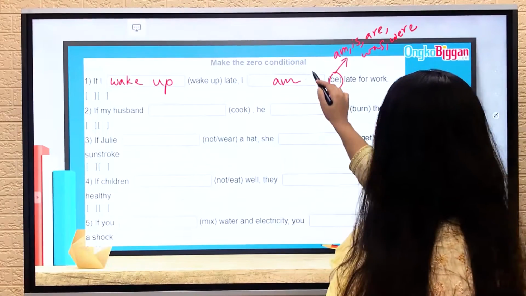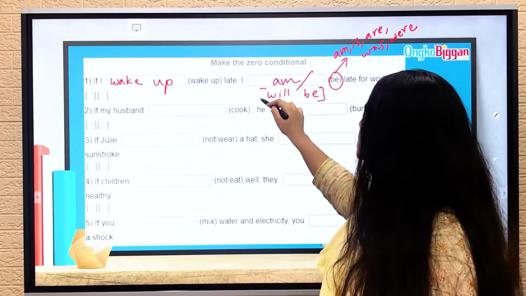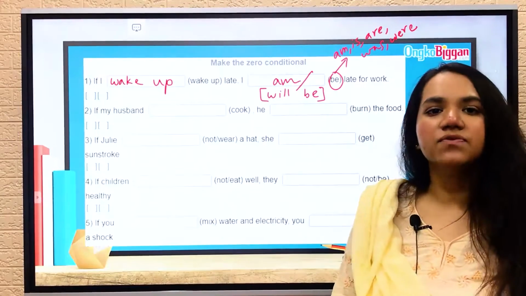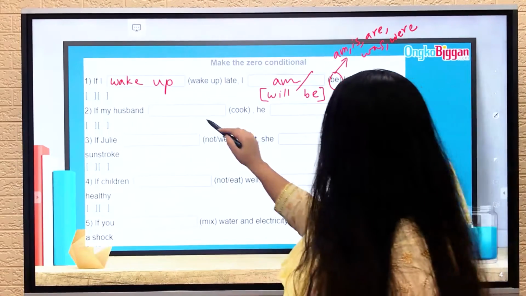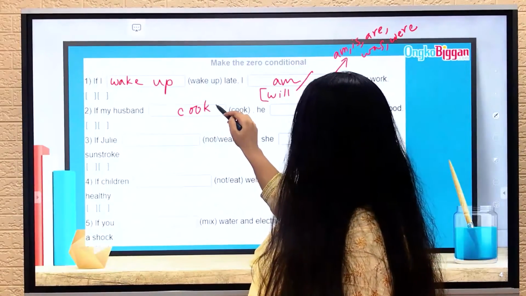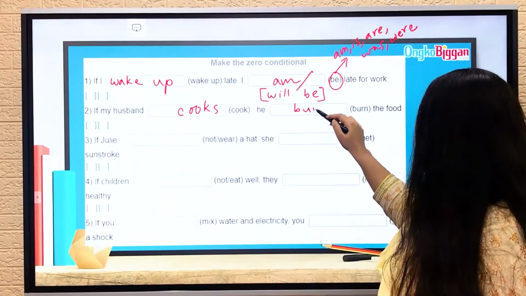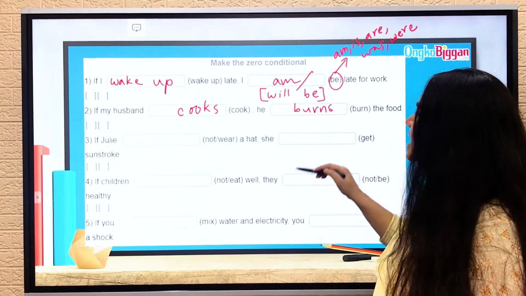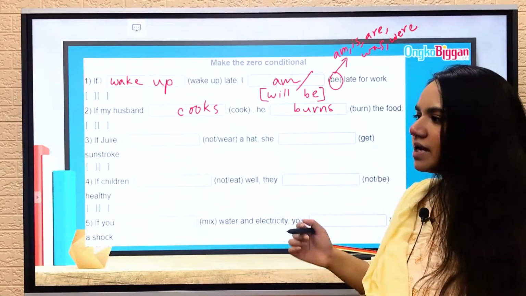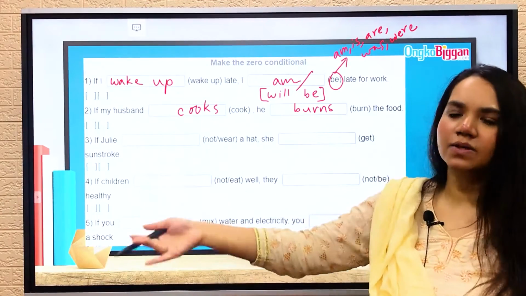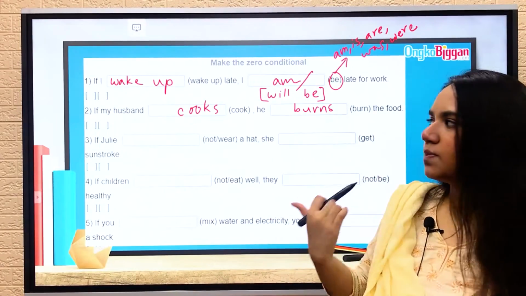To some extent, you can also say I will be late for work, and in this case, this will be simple future tense. Both here will be correct. If my husband cooks, he dash burn the food. So he burns the food. Why? Because you are trying to say that every single time your husband cooks, he burns the food. You're not trying to say that tomorrow if my husband cooks, then he will burn it. Okay? So you have to understand what the particular sentence means and then you will put the verb.